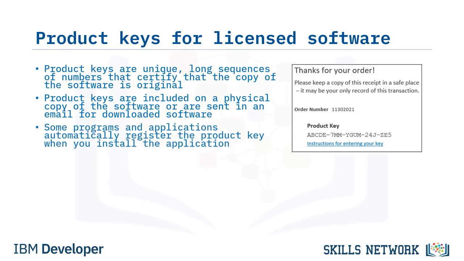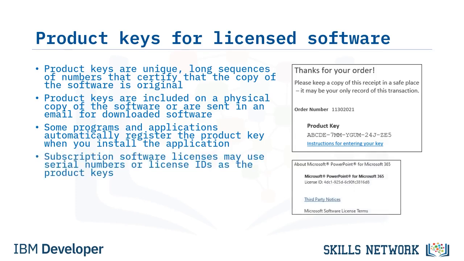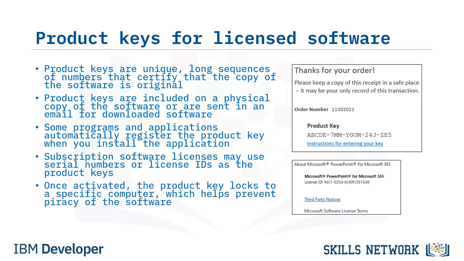Some programs and applications automatically register the product key when you install the application. For subscription software licenses, serial numbers or license IDs may be used. When software is activated, the product key is locked to a specific computer, which helps prevent piracy of software.